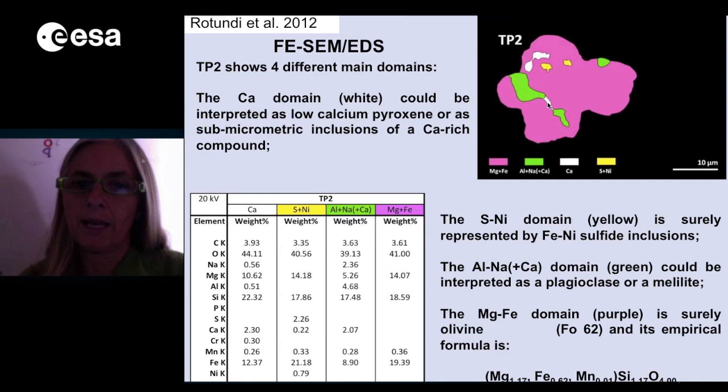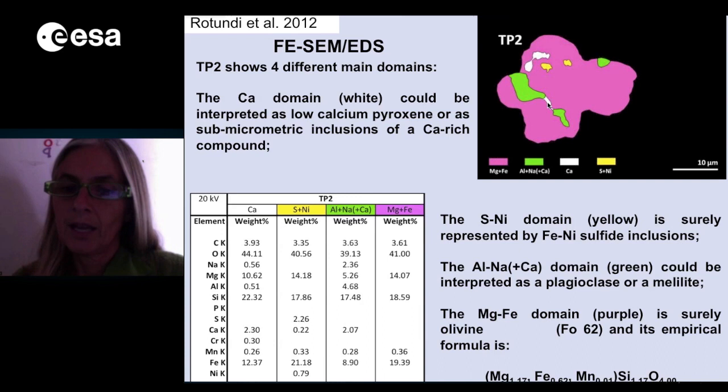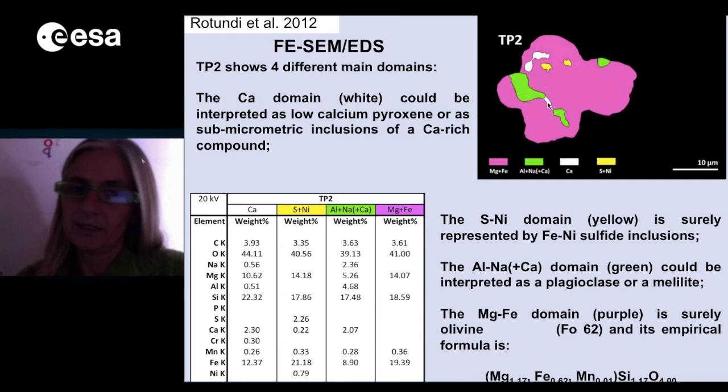And then the yellow domain is sulfur and nickel, and it's surely represented by iron nickel sulfide inclusions. And then there are the gray domains, which are composed of aluminium and sodium plus calcium domain that could be interpreted as a plagioclase or a melilite. Finally, there's a purple domain, which is surely olivine, and this is well expected to be found on comets. And the empirical formula is shown here.